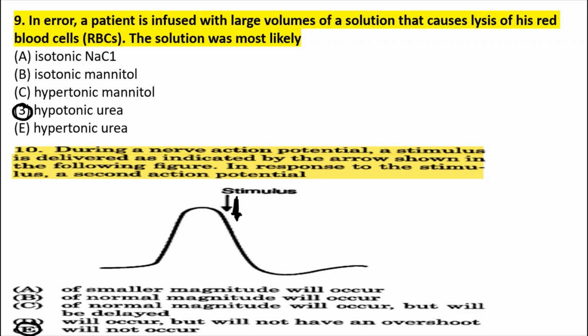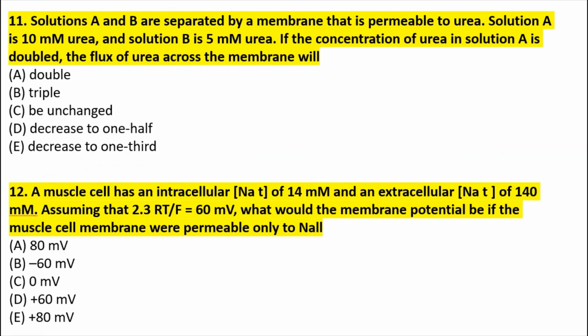So here, a second action potential will not occur. Why? Because this nerve is going to enter the refractory period. So during the refractory period, no action potential is going to take place.